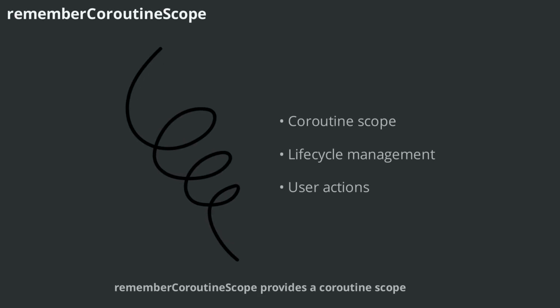Remember coroutine scope provides a coroutine scope tied to the composable's lifecycle. It's useful when you need a coroutine to start based on a user action, such as a button click. The scope ensures the coroutine cancels if the composable leaves the composition, maintaining efficient resource management and preventing leaks.